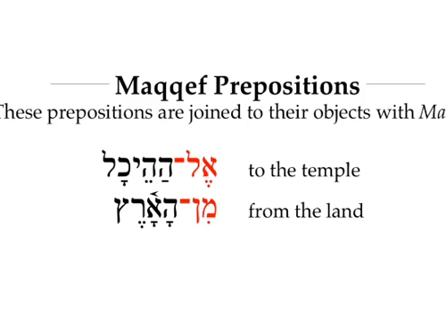There's a small horizontal line that exists between the preposition el and the object. That horizontal line is the makef. It has no translation significance. It simply indicates that the two words are bound and have only one accent together. They're pronounced as if it were a single word. El ha'hekal, min ha'aretz. Makef prepositions are some of the more common prepositions in Hebrew.